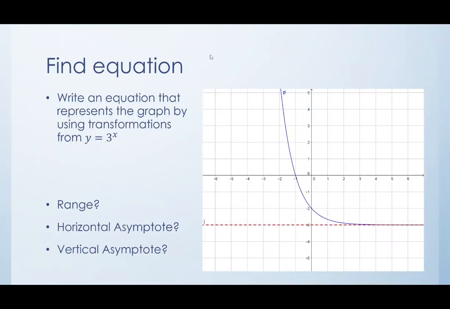So you should be able to go both ways with this. Write an equation that represents this graph by using transformations from y equals 3 to the x. Okay, so first off, we know that it's been shifted because we can see our horizontal asymptote is at y equals negative 3. So we know we've got a transformation that we went down by 3 units, right?